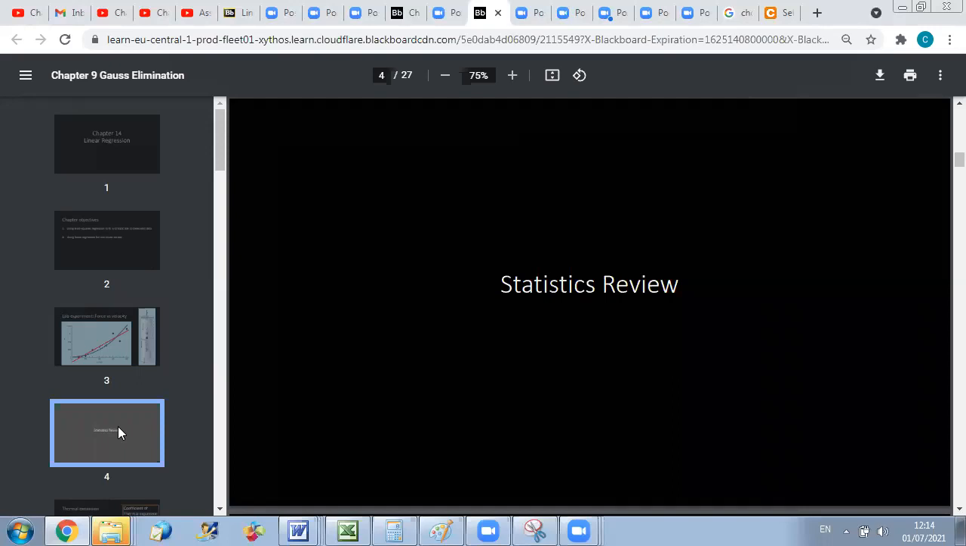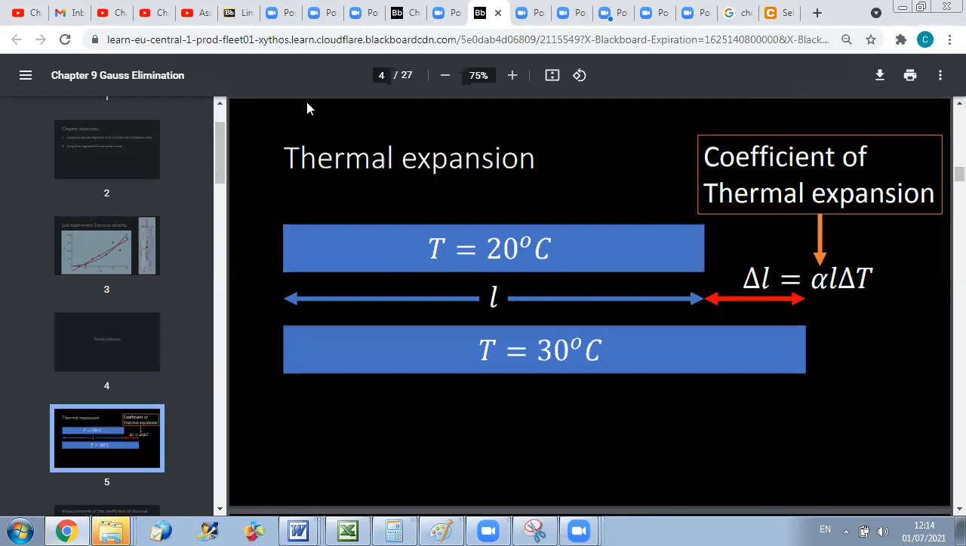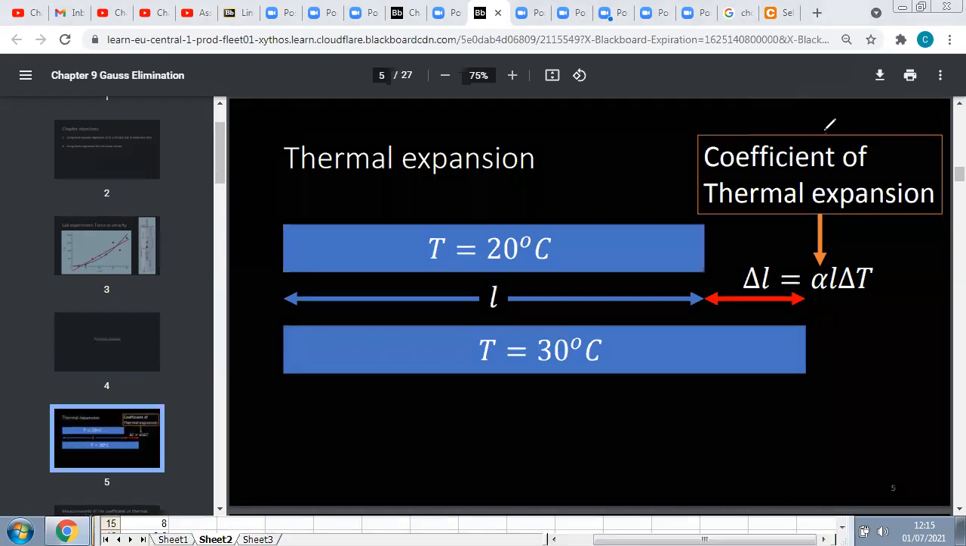But before doing this, we need to do a statistics review, because whenever we talk about experimental data and we want to do fitting, we will involve statistics. For example, if I am performing an experiment in order to determine the coefficient of thermal expansion, then what I will have to do is vary the temperature. I know from thermodynamics that this thermal expansion coefficient is given by the following formula.